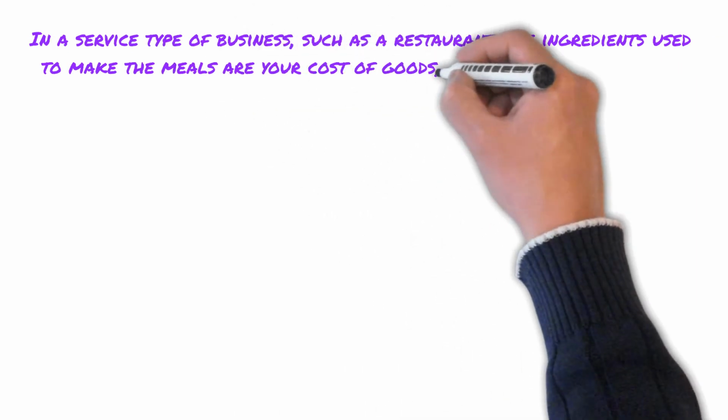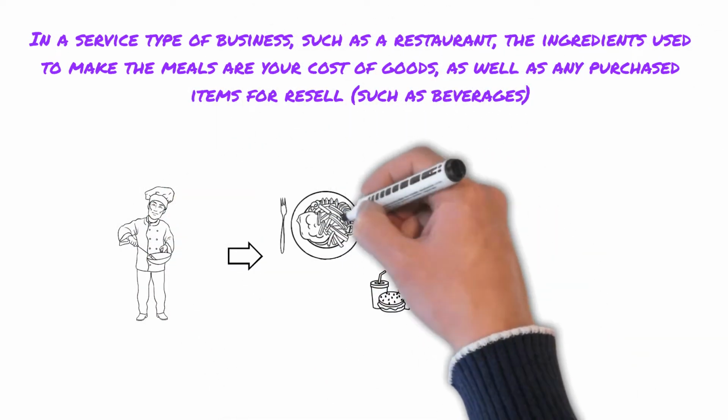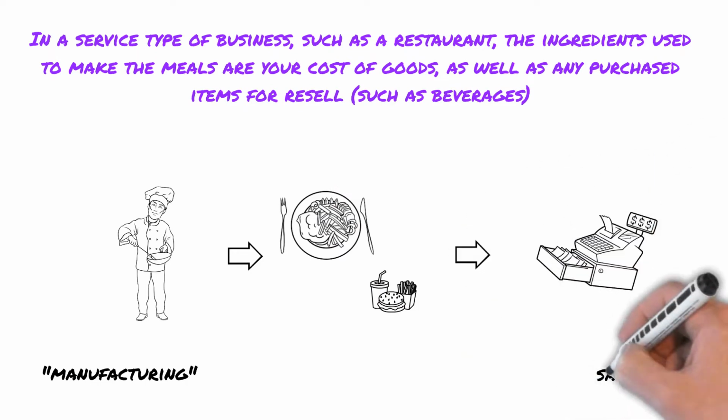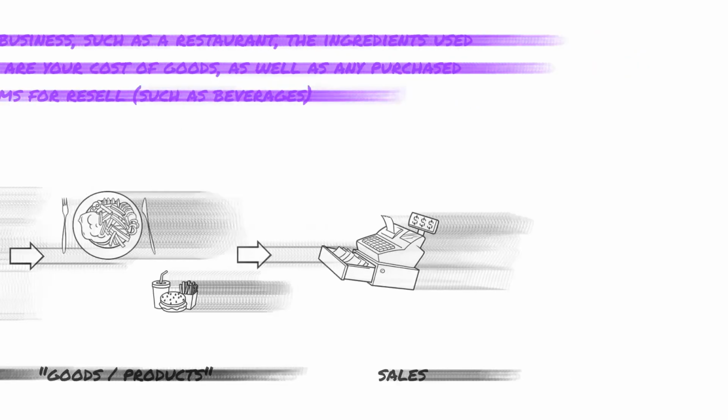In a service type of business such as a restaurant, the ingredients used to make the meals are your cost of goods, as well as any purchased items for reselling, such as beverages. The cost of goods sold for a meal will be different from the cost of goods for a beverage, but you can calculate a mixed cost of goods for an average meal.